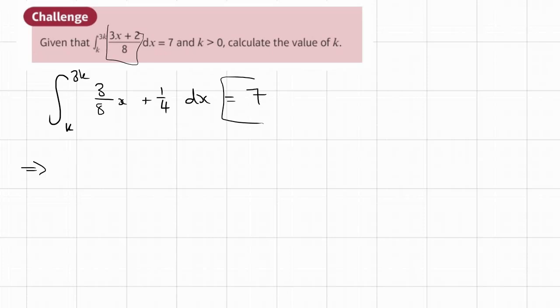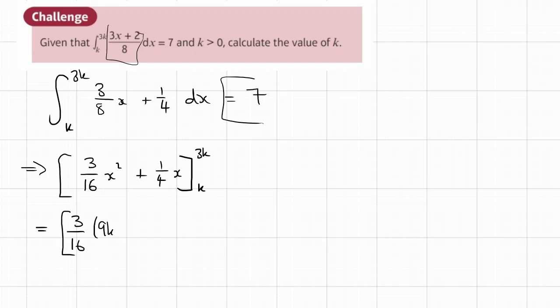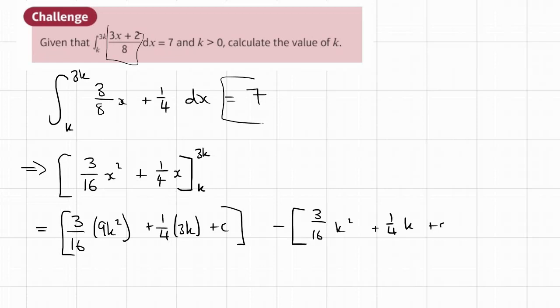So, let's go and integrate this. I don't want the power divide by it, so we're dividing by 2. So, 3 over 16 x squared plus a quarter x. I'm doing this between 3k and k. So substituting in our 3k, we're going to get 3 over 16, 3k squared is going to be 9k squared, plus a quarter, 3k plus c. Subtract, substituting in k now, so 3 over 16 k squared plus a quarter k plus c. Again, our plus c's cancel. I know it seems boring and pointless, but we got to do it.